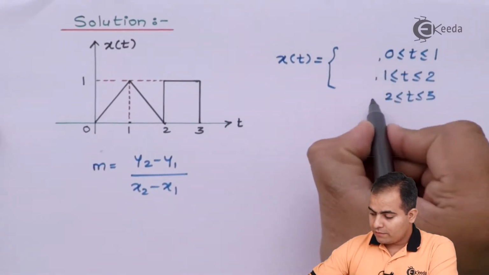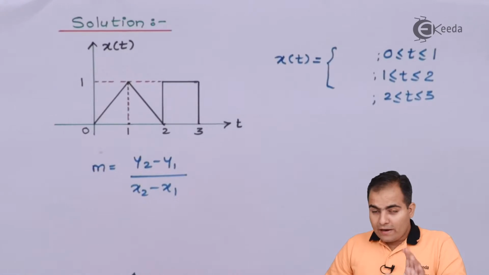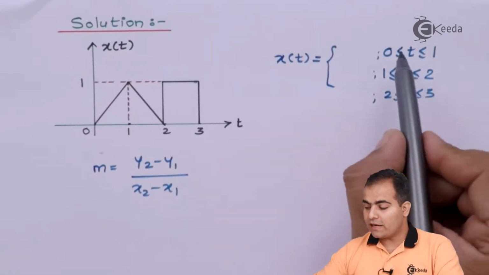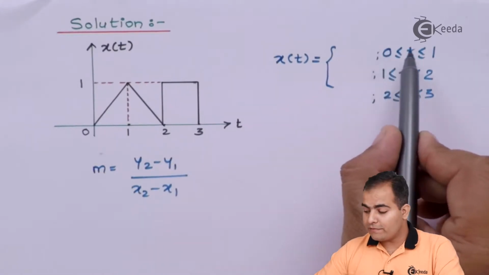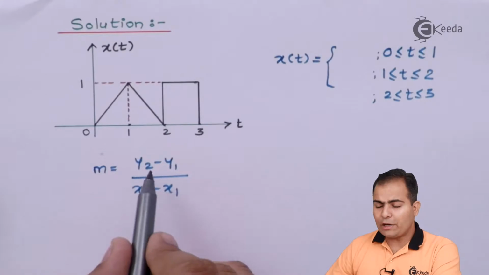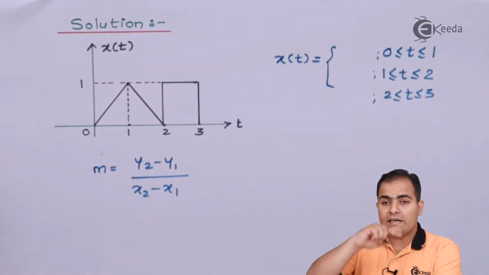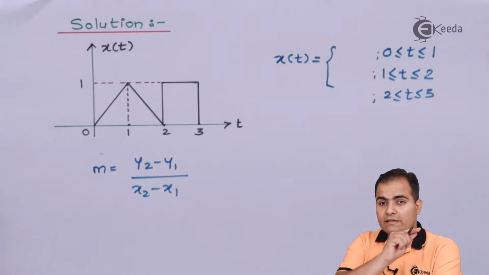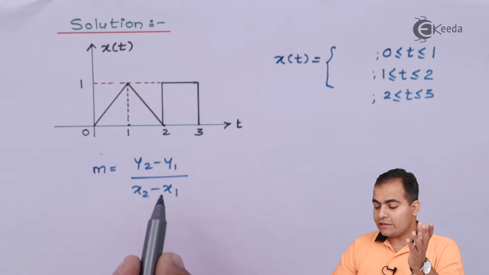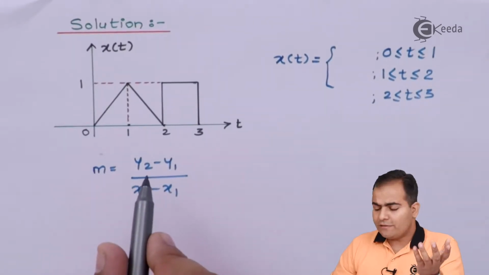Now what we are going to do is find out the value of x of t in between these three regions. First of all, we'll calculate the value of the slope between 0 to 1. The slope formula I have written is y2 minus y1 upon x2 minus x1, whereas y2 varies in a vertical manner and x varies in a horizontal manner. Now x1 is the initial value, whereas x2 is the final value. Similarly, y1 is the initial value, whereas y2 is the final value.